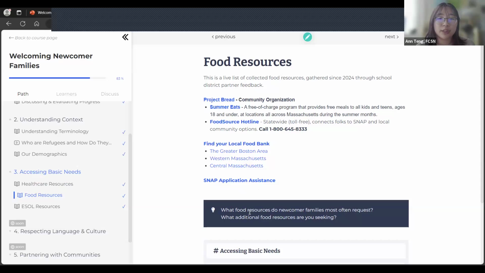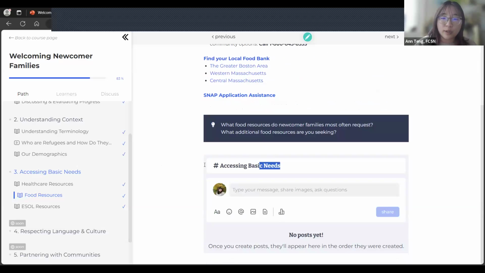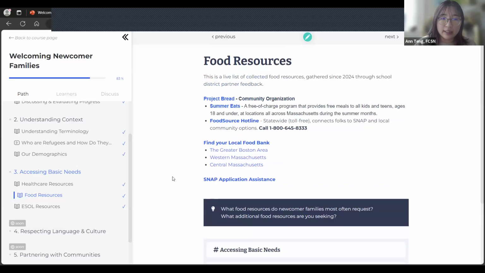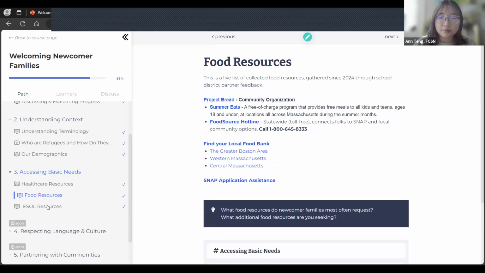They also have a food source hotline that is statewide and toll-free that connects folks to SNAP. But below here, you will find the SNAP application assistance website if you would like to register any of your newcomer families for SNAP or redirect them to it. We have resources for finding your local food bank here. If you have more specific ones that you'd like to share, strategies that they've been doing, or just really prominent locations, feel free to share them in this part, accessing basic needs. We would love to hear it, and I'm sure everybody else would as well.